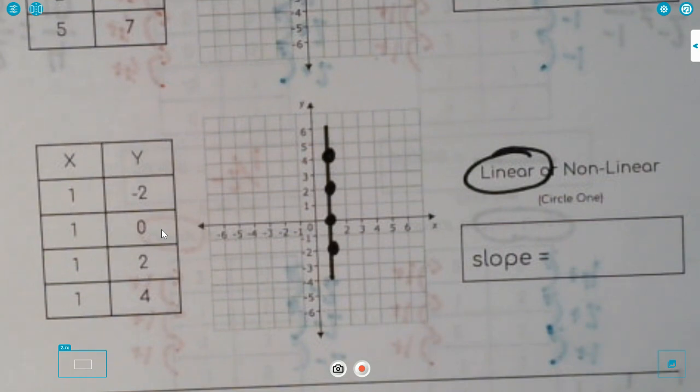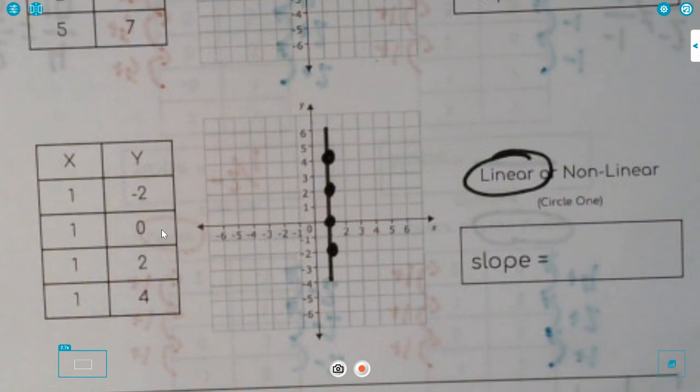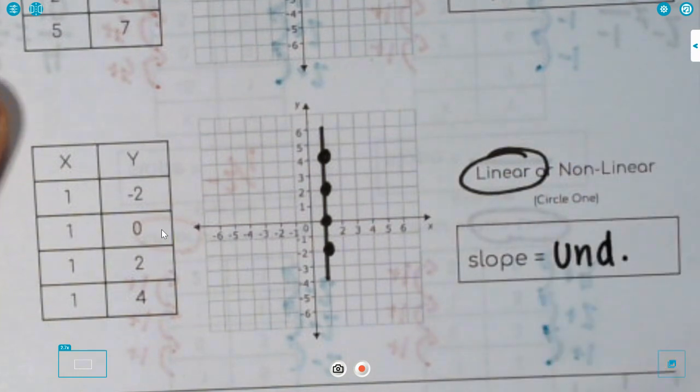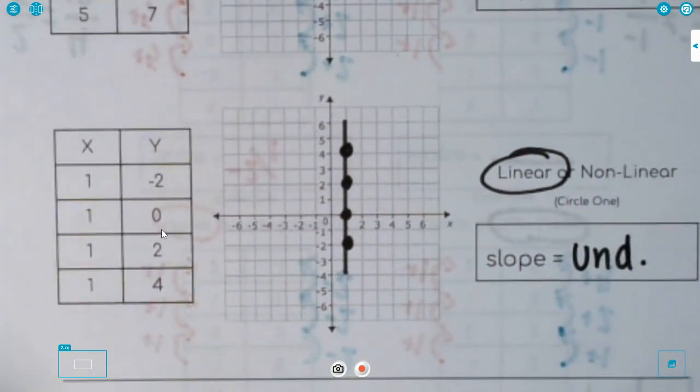Okay. This is one of our special slopes. Anybody remember what the slope of a line that looks like this is? It's not the 0. Somebody said it. Somebody said it really quietly, but you were right. Undefined. Yes. So I'm just going to write UND. I'm not writing out that whole word.